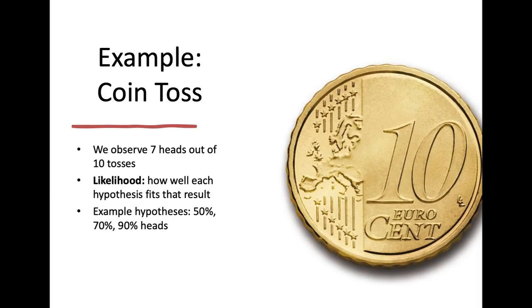Now imagine we flip a coin 10 times and get 7 heads. We're trying to figure out what the true probability of heads might be, but different hypotheses are possible. If it's a fair coin, 50%, or maybe it favors heads, maybe 70% to 90%. Now the likelihood tells us which of these hypotheses make the observed outcome, which is 7 heads, most likely. It helps us to update our belief based on what we saw.